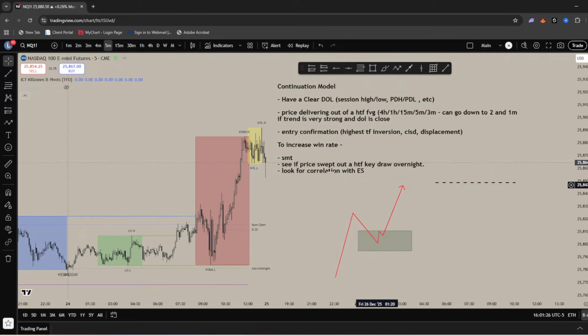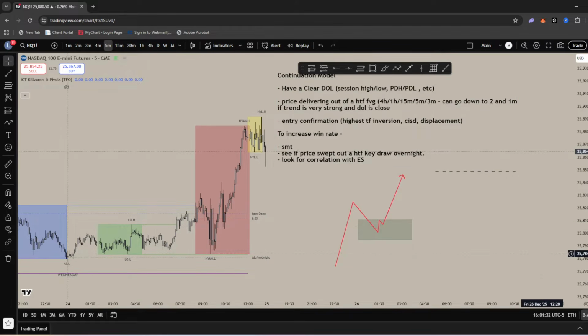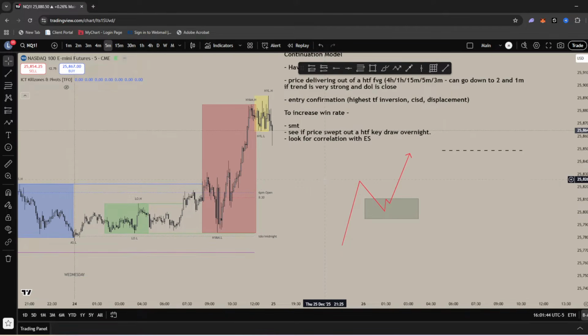Pretty simple. Now, to increase the win rate and how we can increase our probability on the trades is an SMT. So let's just say we're looking for longs. We could look for a bullish SMT with ES on the higher time frame, the lower time frame, whatever. We could see if price swept out a higher time frame draw overnight, which I'll get more into in the examples.